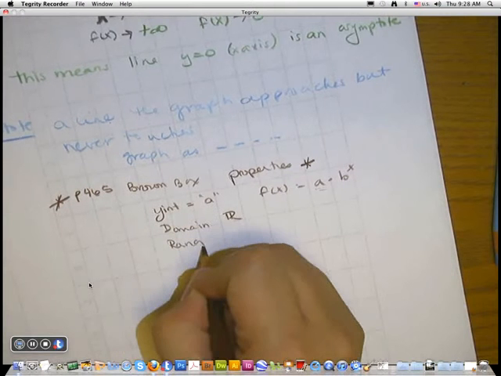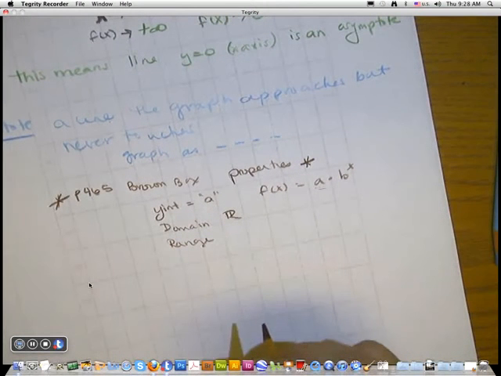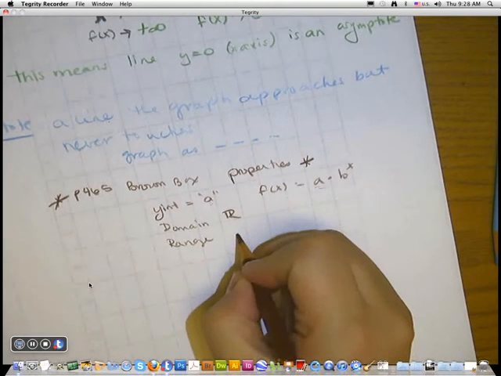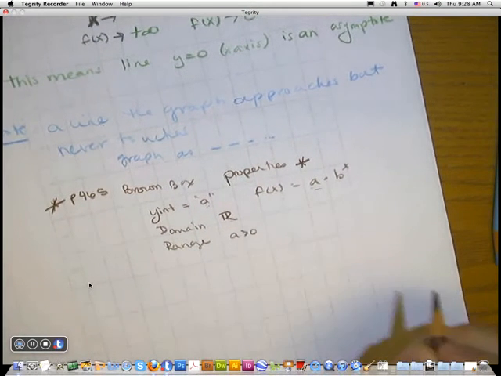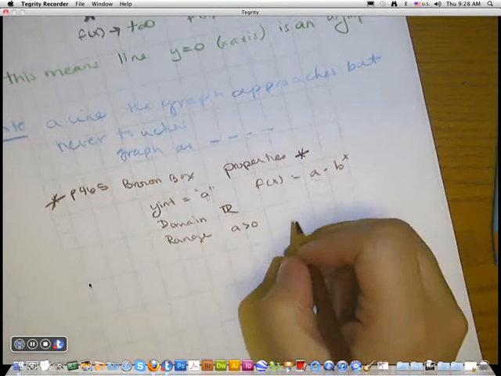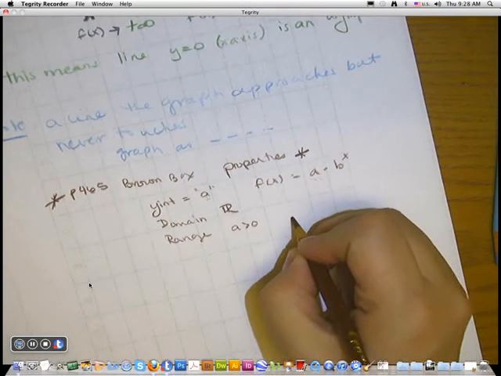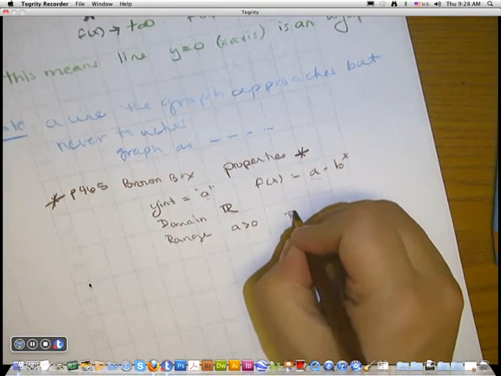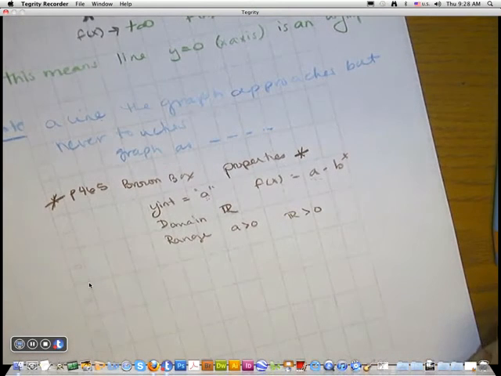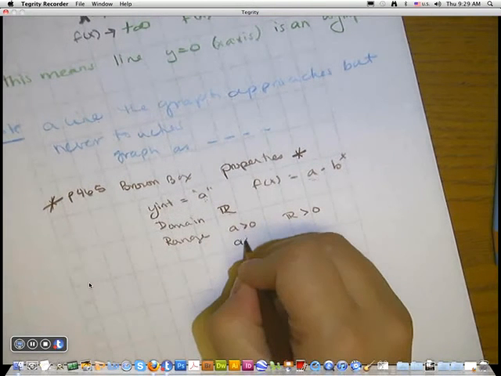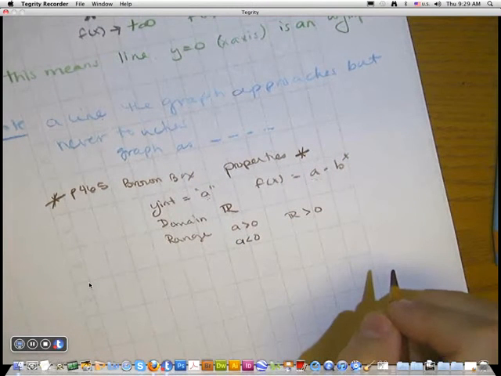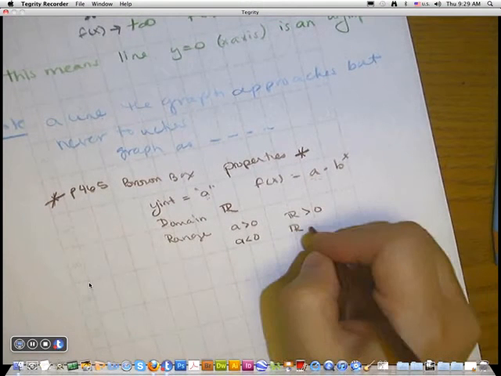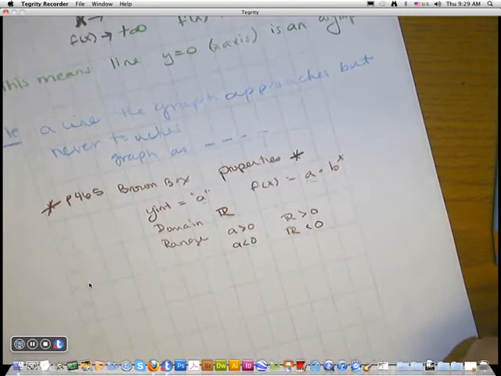The range is based on the a. If our a is positive, which means it's greater than 0, it's going to be all the y's greater than 0, all the reals greater than 0. If my a is less than 0, or my a is negative, it's going to be all the reals, or all the y values, less than 0.